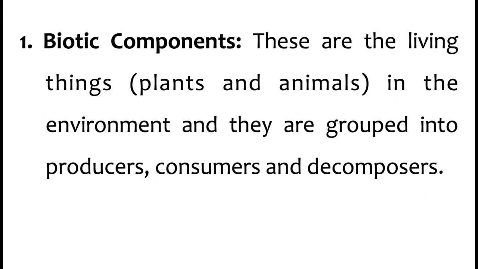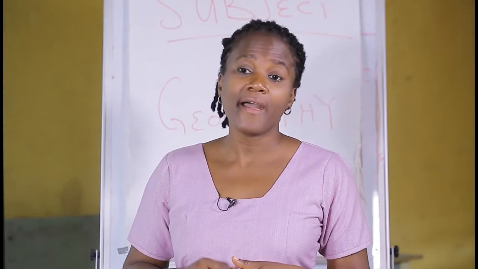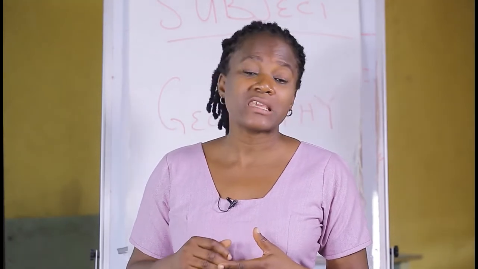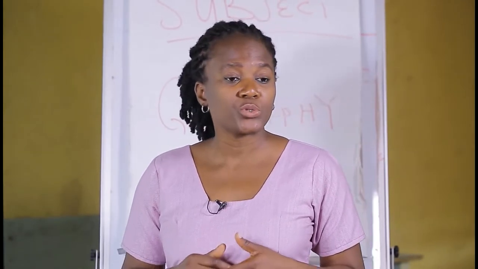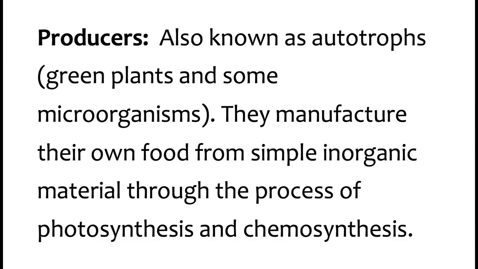These are the living things, that is, plants and animals in the environment, and they are grouped into three: producers, consumers, and decomposers. Remember, biotic components include living things, that is, plants and animals. Among these three groups, we have the producers, which are also known as autotrophs. These are green plants and some microorganisms. Why are they called autotrophs?